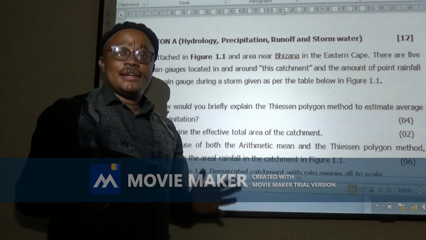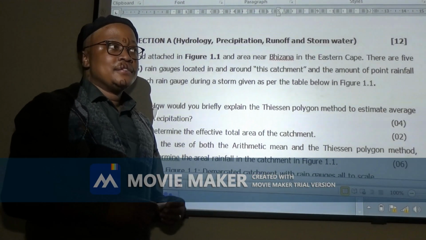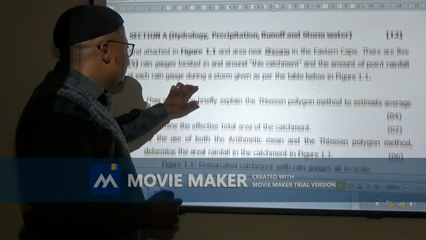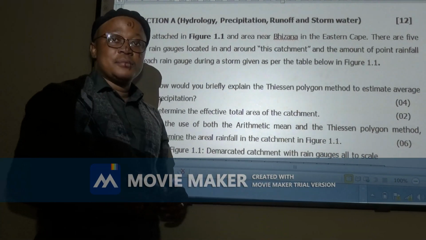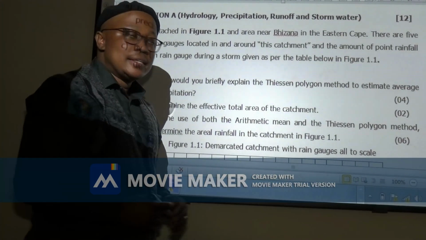Hello everyone. We are going to go through an experimental explanation of calculation of a precipitation. Now the calculation stipulates like this. It's a section on hydrology, precipitation, runoff and stormwater. However, we are going to be looking at hydrology in the precipitation content.